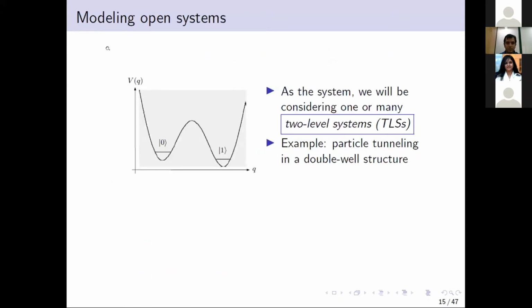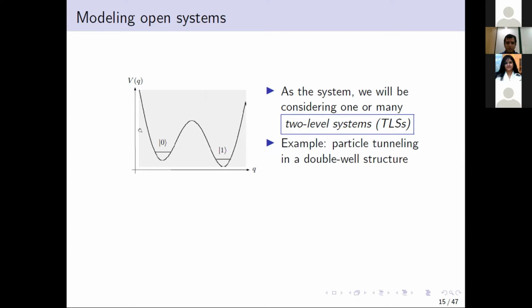Now, when it comes to actually studying open quantum systems more quantitatively, you have to model your system. Usually the system most considered, due to quantum computation and information applications, is a single qubit or a collection of qubits, or two-level systems.